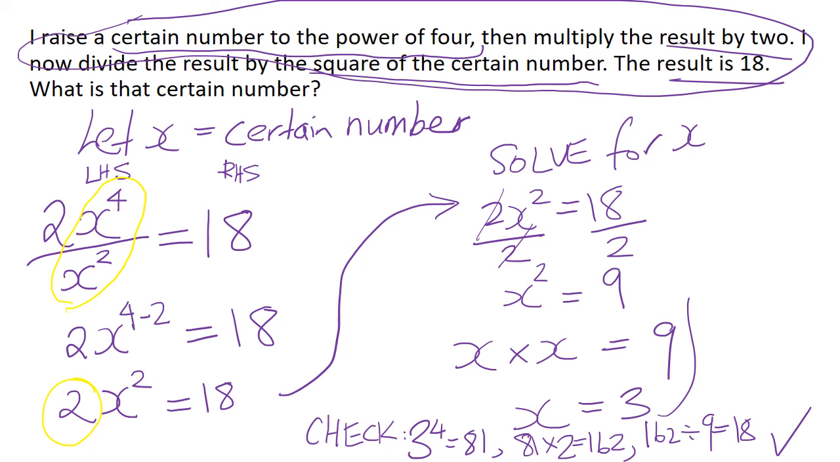That certain number is 3. Alright. Now if you understand how I can do this question, you should be able to work on question 6 of the sending task. Good luck.